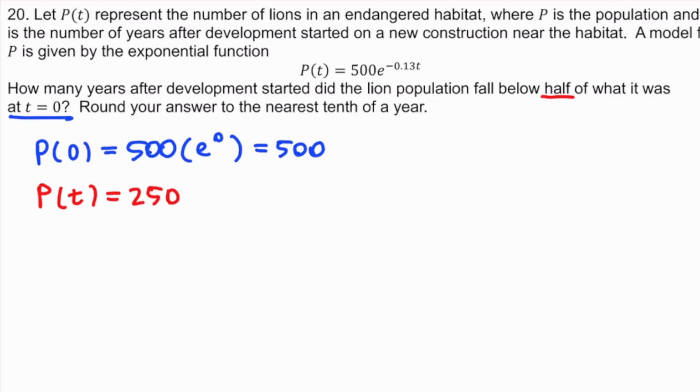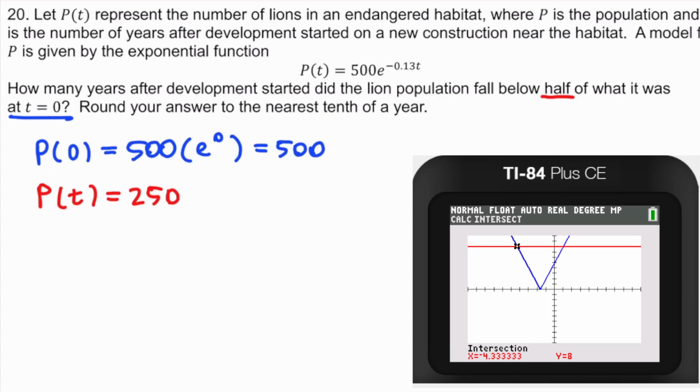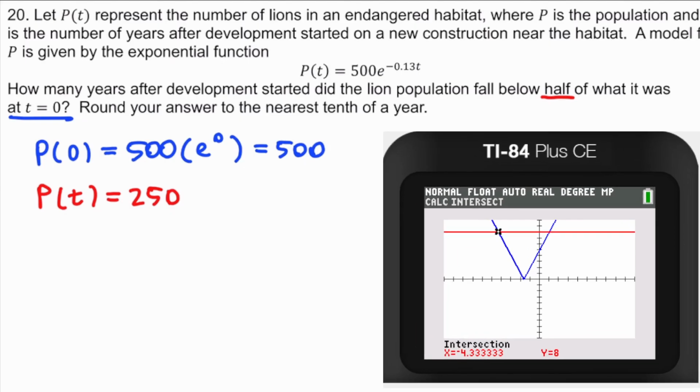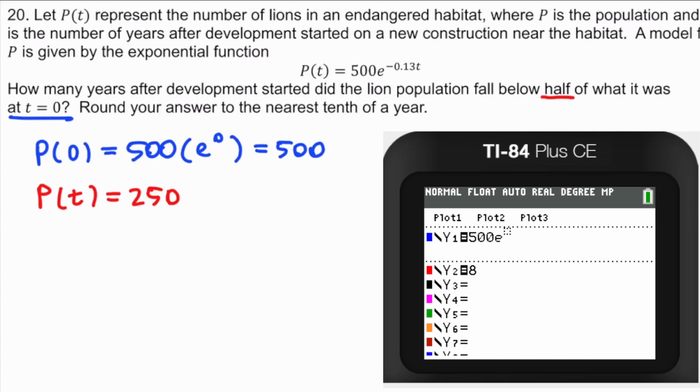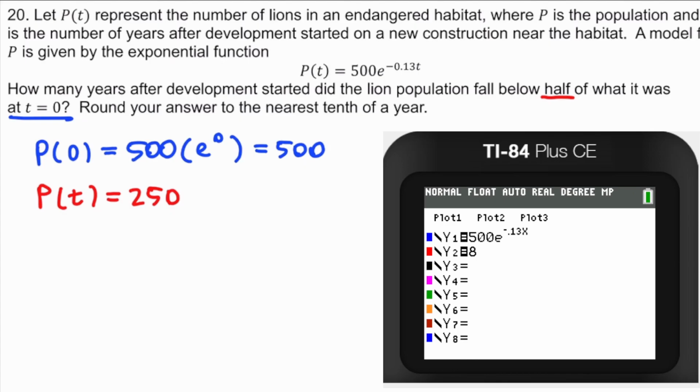So what I'm going to do is use a calculator for this. It's definitely good to be able to do it by hand, but let's make this a little bigger and get these functions in that we need. So 500 e to the negative 0.13 t and 250.